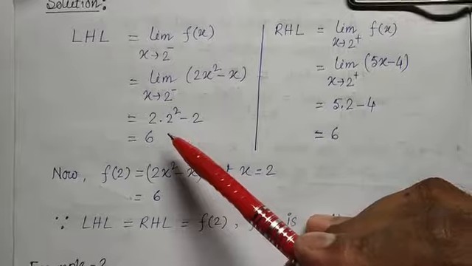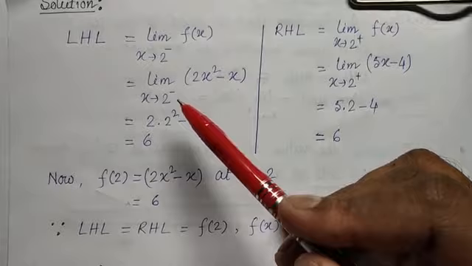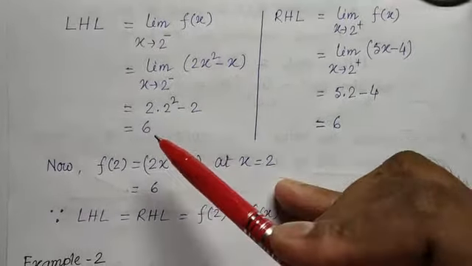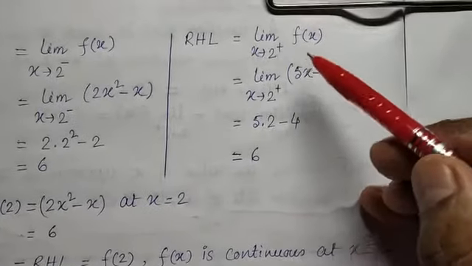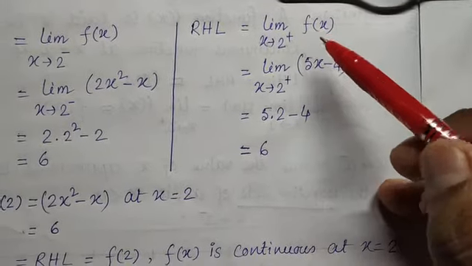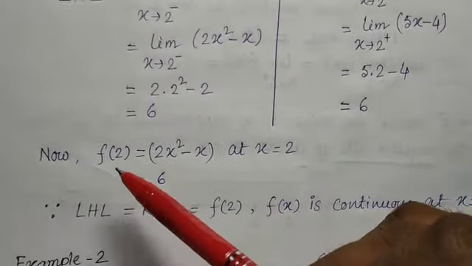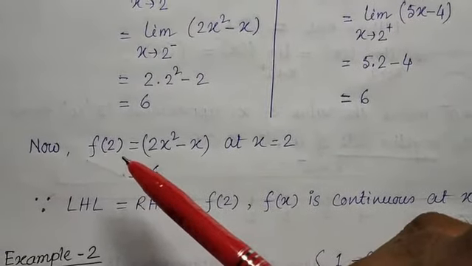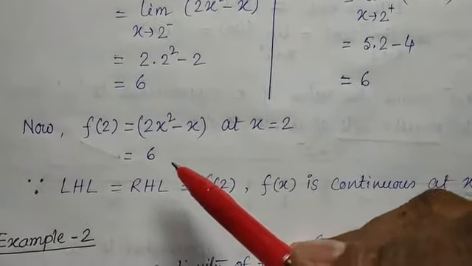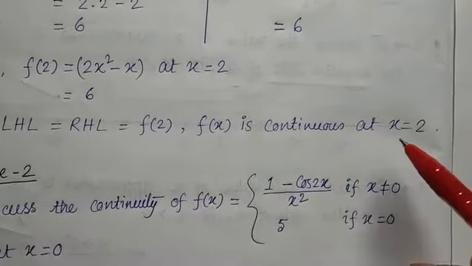Now put x equal to 2, because no simplification is needed here. Whether x tends to 2 minus or x tends to 2 plus, ultimately you have to put x equal to 2. Got it? So after simplification LHL is equal to 6. Similarly RHL means the limit as x tends to 2 plus of f(x). x tends to 2 plus means x greater than 2. For x greater than 2 the function was given. So after simplification, 6. Now f(2) means the value of f(x) at x equal to 2. It was given, put the value, ultimately 6. So LHL equal to RHL equal to f(2). So you can say f(x) is continuous at x equal to 2.